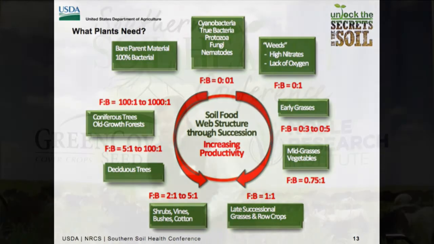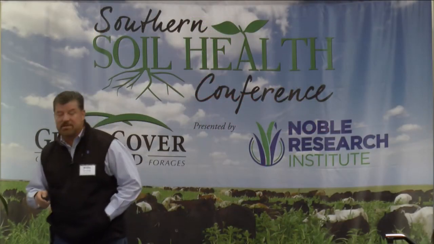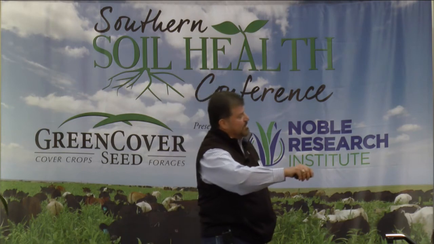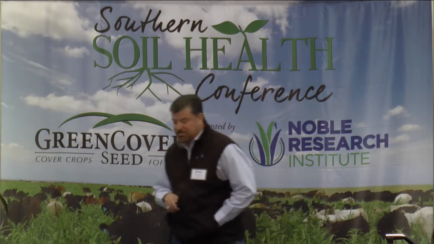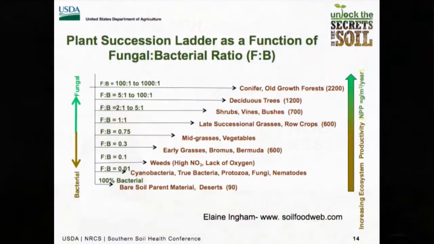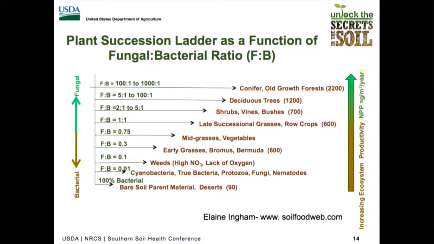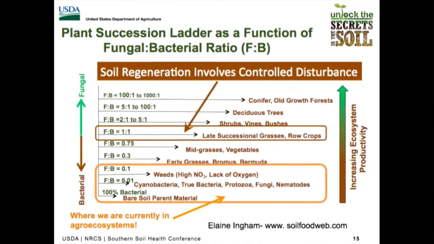And this is the soil food web structure through succession. You see that there's increasing productivity from here to here. The problem that we have in these soil systems is that we don't tend to pay attention to this plant successional ladder. And what happens is that we're right here in most of our agricultural systems. This is from Dr. David Johnson, and it's off the Elaine Ingham Soil Food website. We're right here in agricultural systems most of the time, okay?